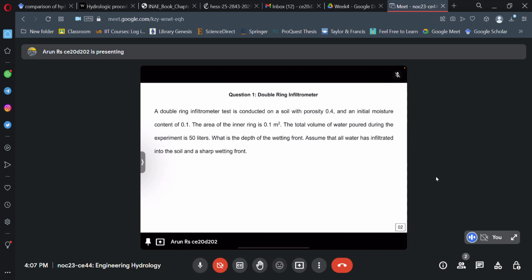So it is based on the double ring infiltrometer test. The first problem is a double ring infiltrometer test conducted on a soil with the porosity given as 0.4 and an initial moisture content of 0.1. The area of the inner ring is 0.1 square meters. The total volume of water poured during the experiment is 50 liters. Now we need to determine the depth of the wetting front, so how deep the water has infiltrated. Here we can also assume that all the water has infiltrated into the soil and it has a sharp wetting front. So we'll see how to solve this problem.